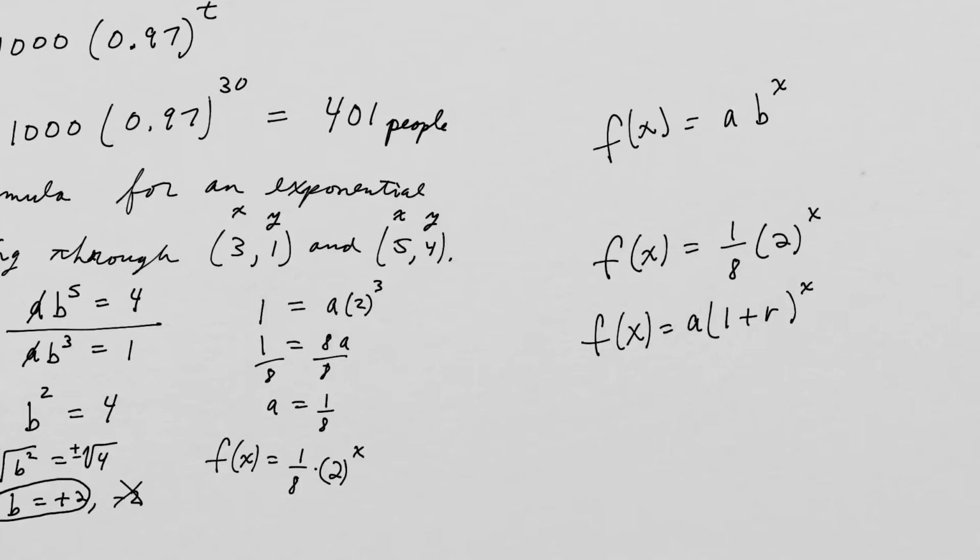Well, if b is 2, then what is r going to be? R has got to be 1, because b is 1 plus r. So b, 2, is equal to 1 plus r, and if I subtract 1 from both sides, r is equal to 1. So what is the percent growth rate if r is 1? Remember, that's a decimal. How do I convert that back to a percent? Now I multiply by 100 or move the decimal 2 places to the right. So what this is saying is that in this example, I have a 100% growth rate.